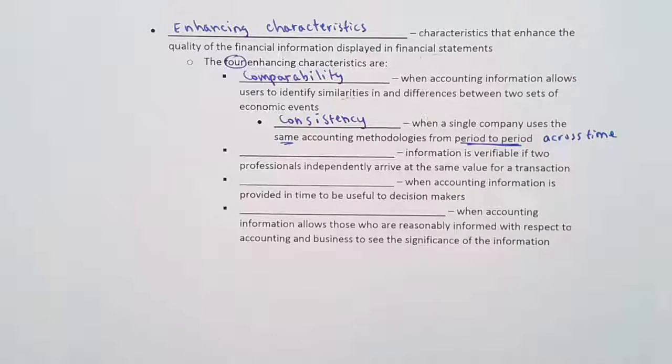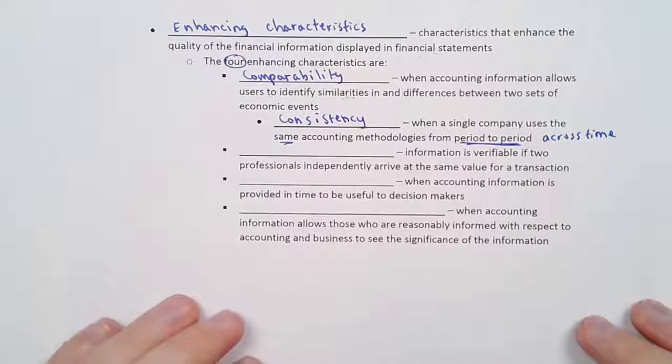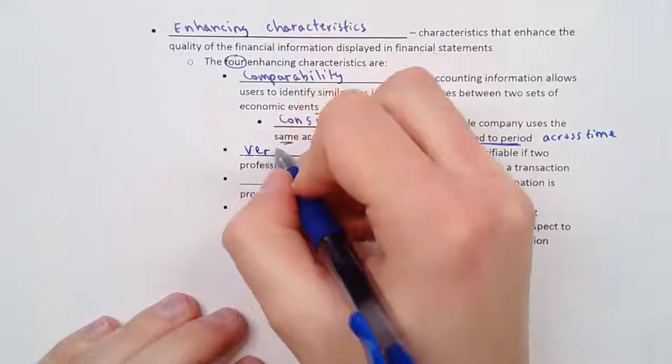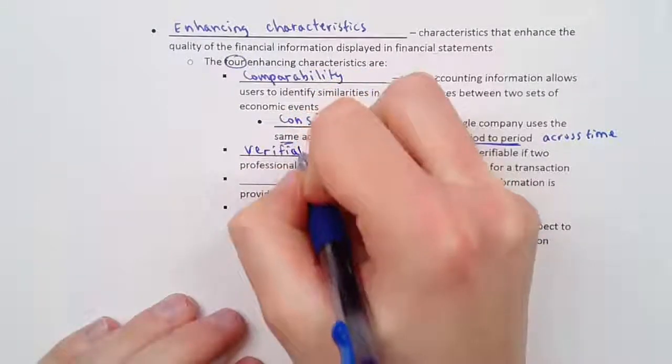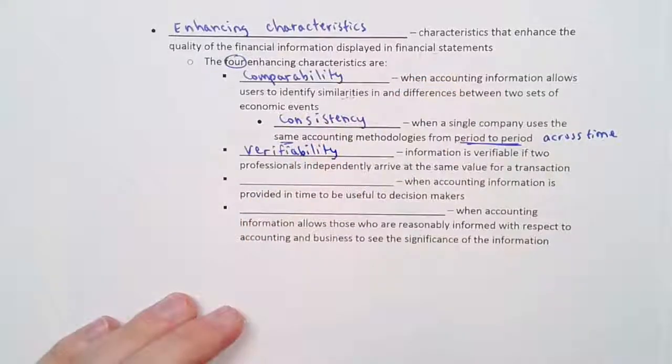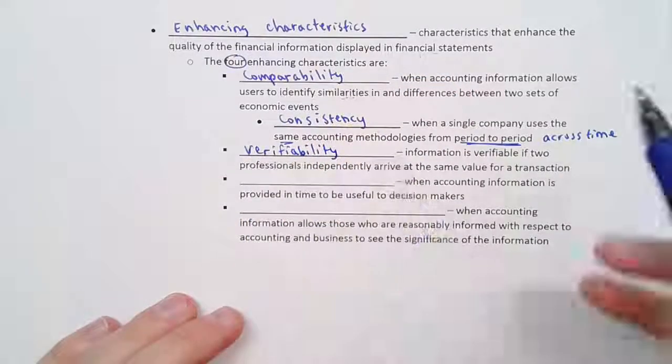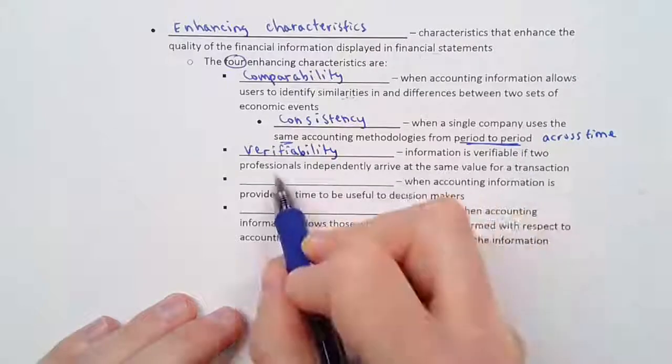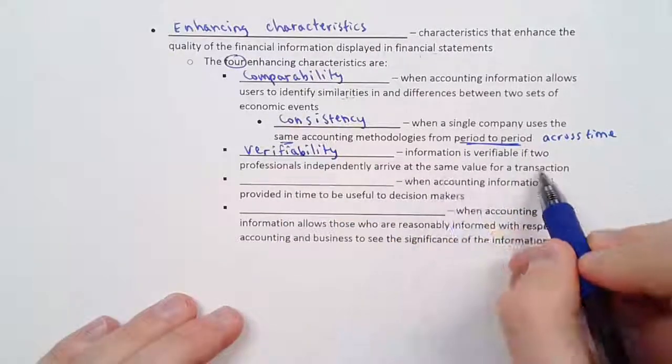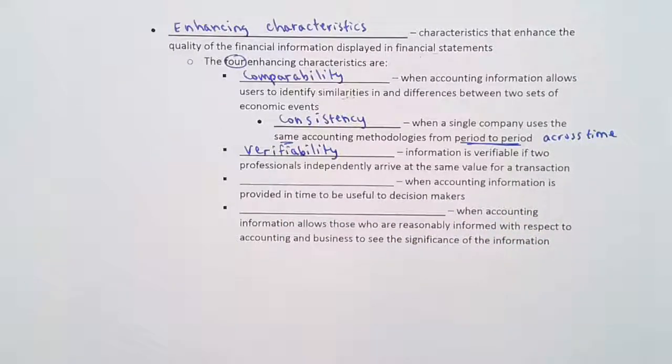Okay. Next is verifiability. Okay. So verifiability, information is verifiable if 2 professionals independently arrive at the same value for a transaction. Okay, so if 2 professionals were going to determine the value of an asset, liability or something, and they both come to the same conclusion, yes, this accounts receivable is worth $20, and then the other guy says, oh, it's worth $20. Okay, that means the information is verifiable.